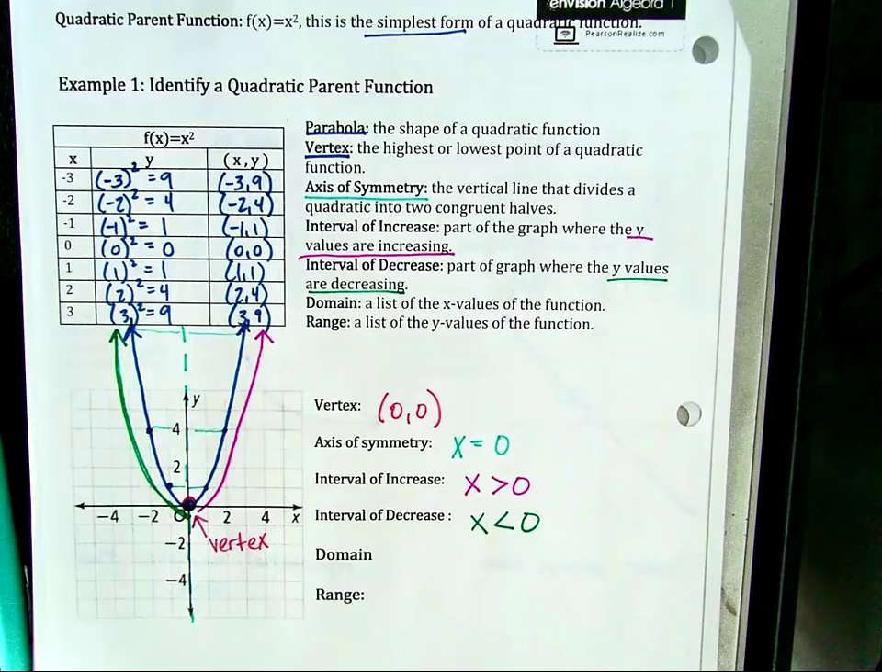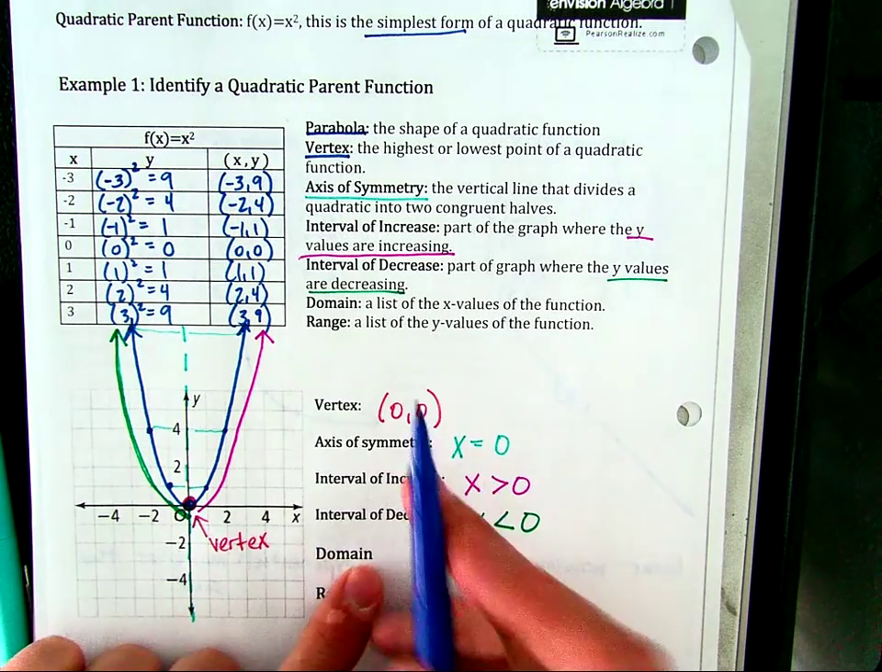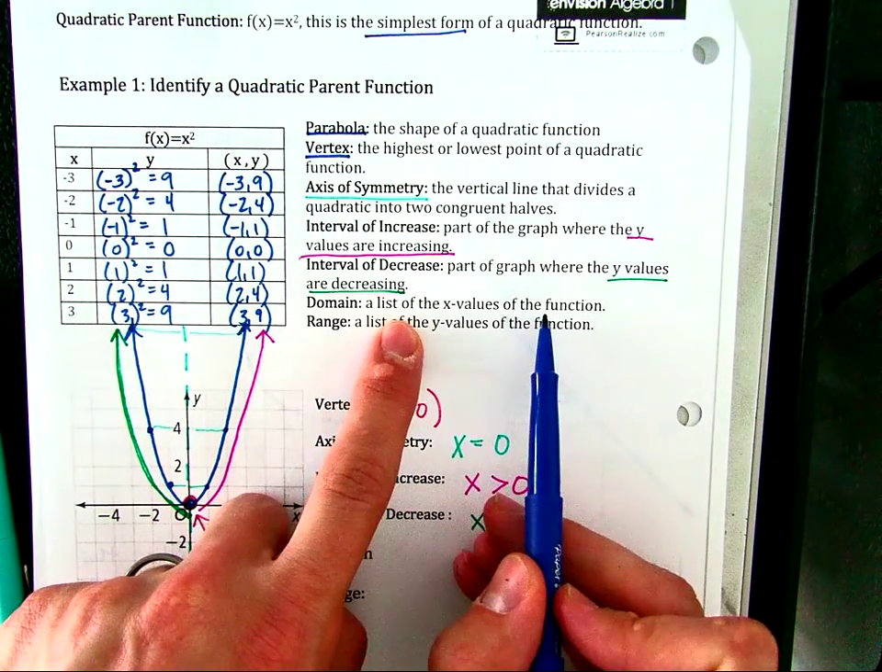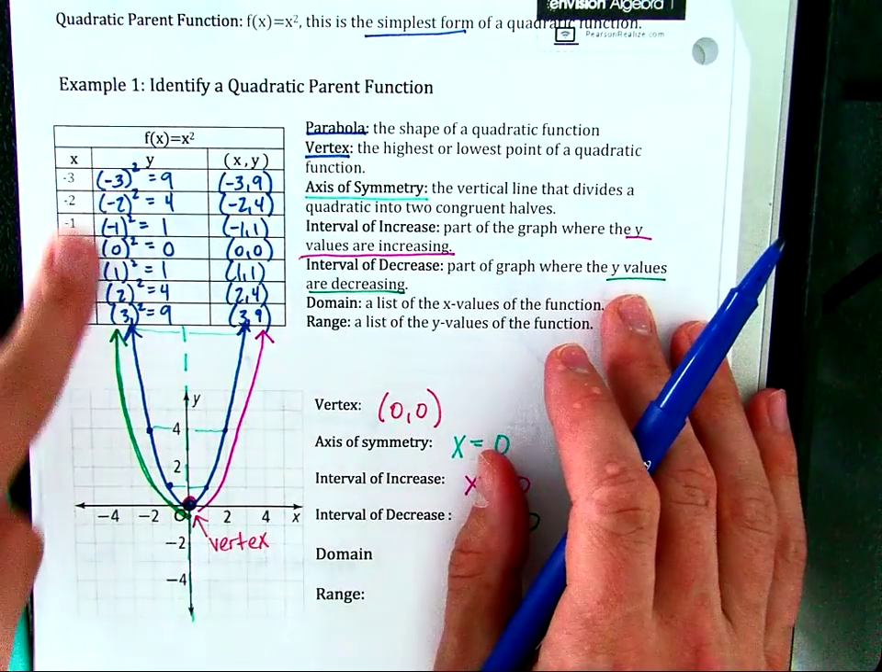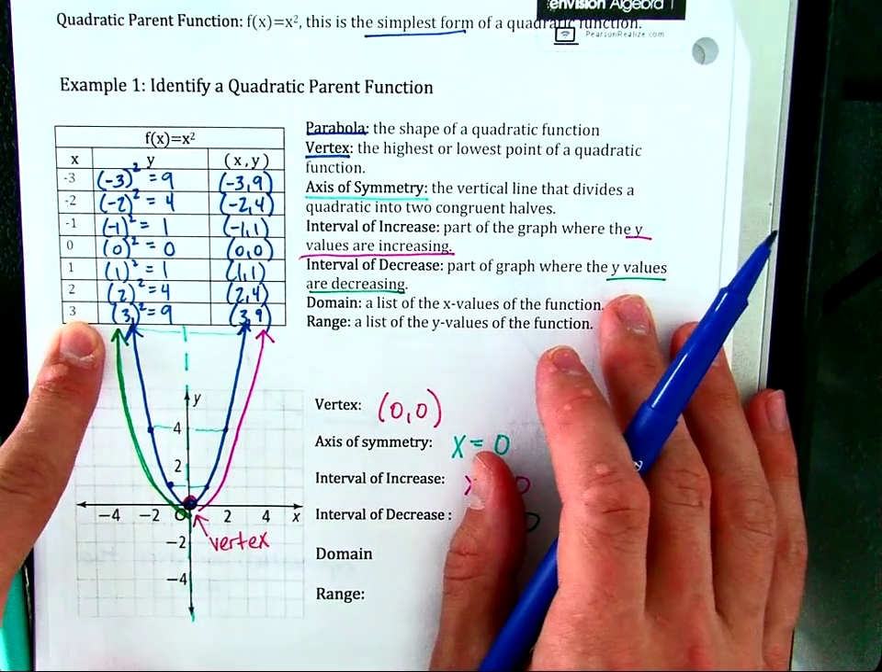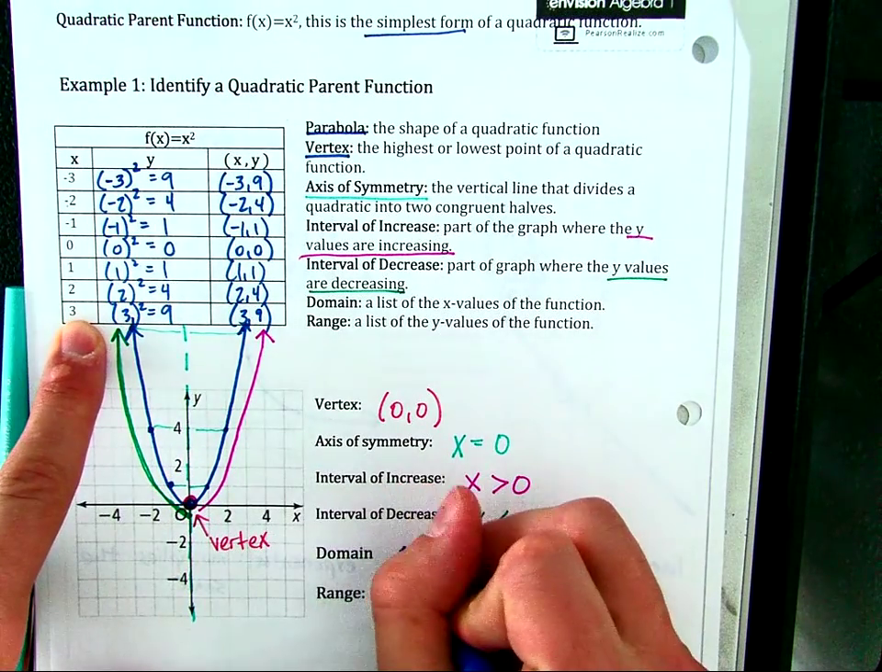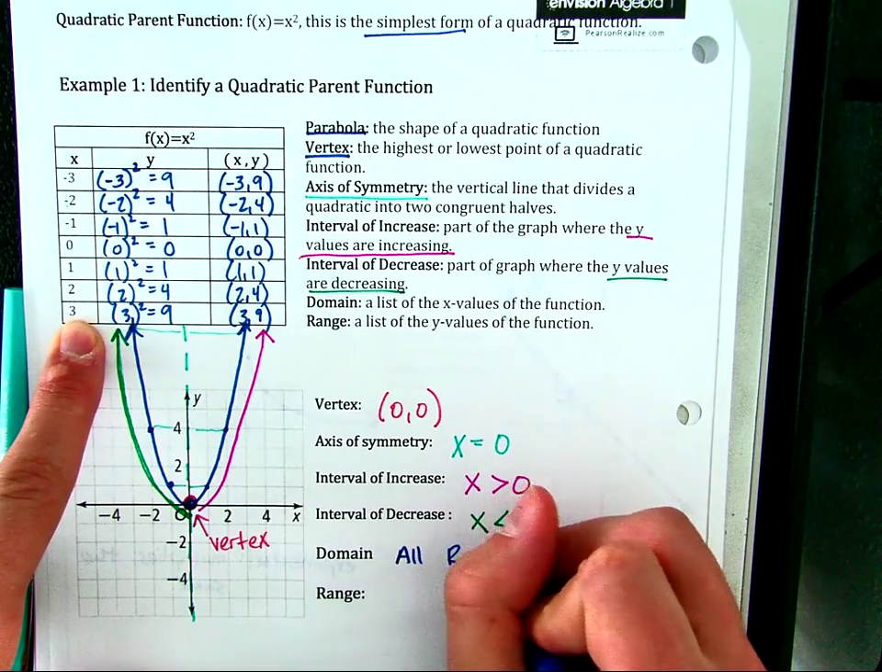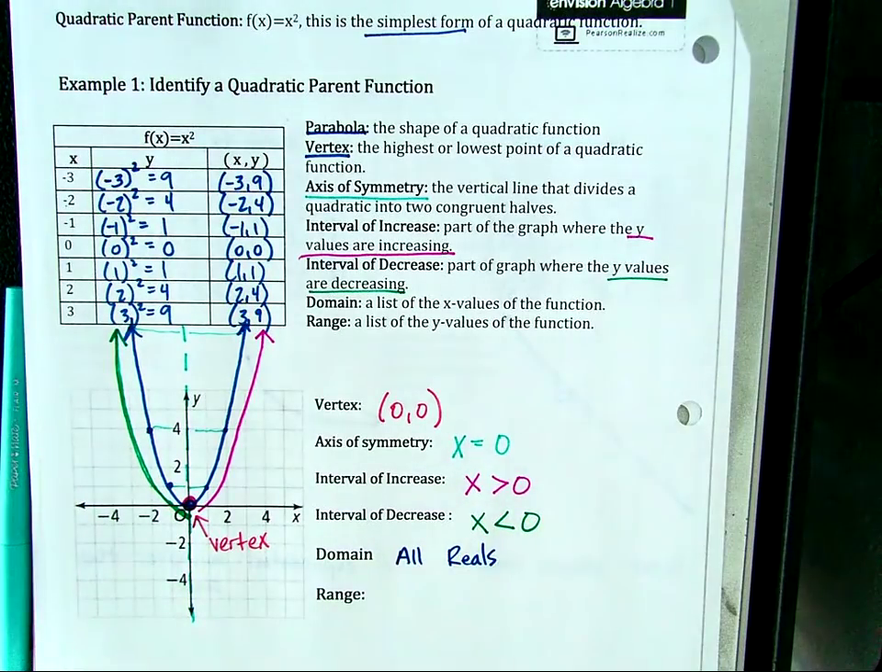The domain is the list of all of the x values of a function. If you look right here, we just have from -3 to 3. But with quadratics, we're going to say that the domain is all real numbers.